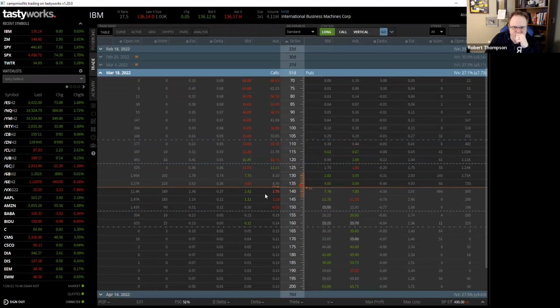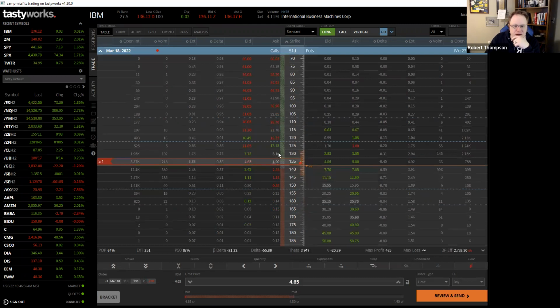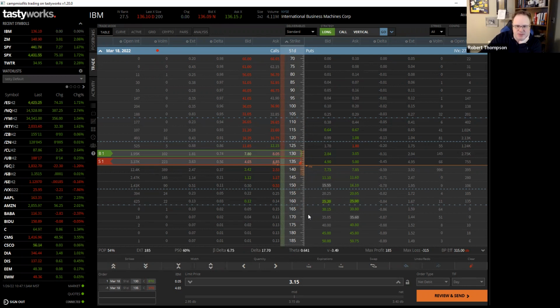So we're going to find the extrinsic value, put our short strike there. $5 is the smallest we can go. So what do you guys think of this trade? This is a $5 wide bull call debit spread. Based on what we've learned about how to set up debit spreads, what do you guys think?